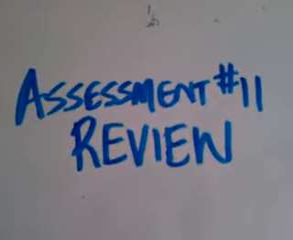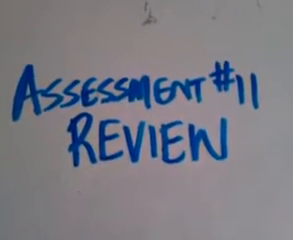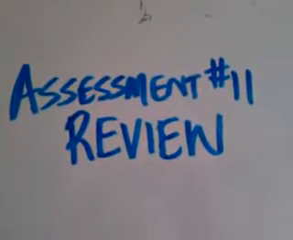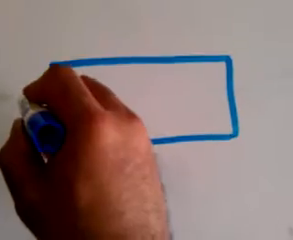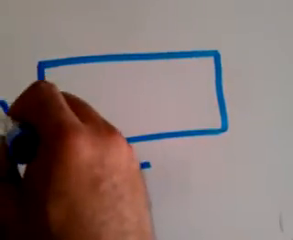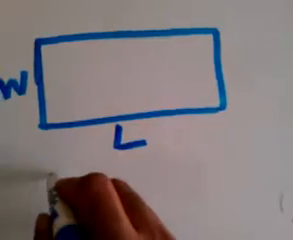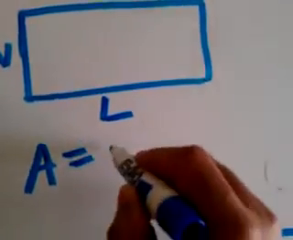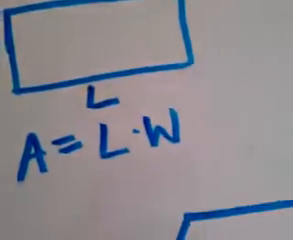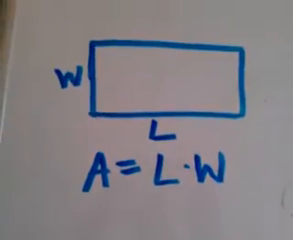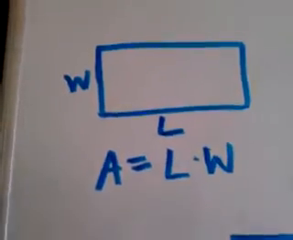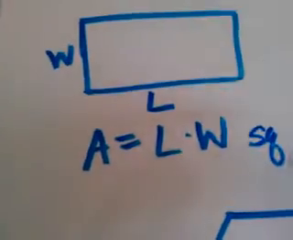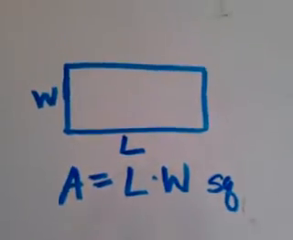Okay, this is a review for Assessment 11, and this is just a general review on the figures that we've been discussing. So, the first figure we have is a rectangle. And we know that on a rectangle, you have your length, which is the longest side, by your width. And the formula to find the area of a rectangle is length times width. Okay, so the area for a rectangle is your length times your width. Area equals length times width. And normally that's going to be shown in square something, square feet, square inches, square something.